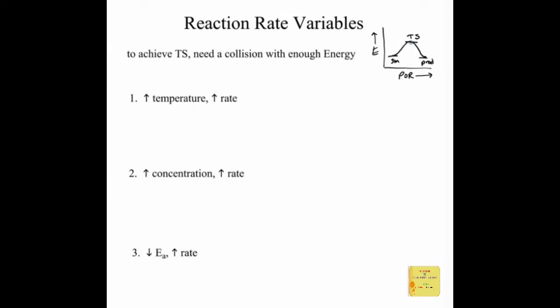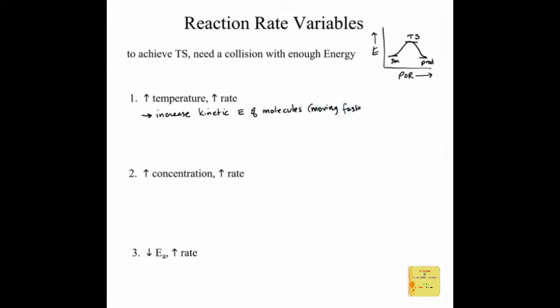So what are some things we can do? Well, one thing we can do is increase the temperature. If you increase the temperature, we increase the rate. Now, this is true whether you have an exothermic reaction or an endothermic reaction. This is always going to be true. We speed up a reaction by heating it up. Well, what's happening there is if you heat up a reaction, you increase the kinetic energy of the molecules. In other words, they're moving faster.